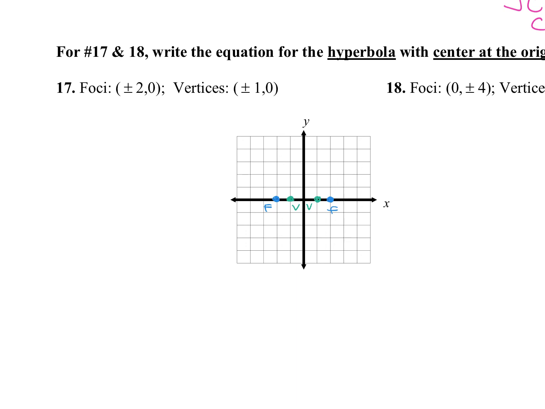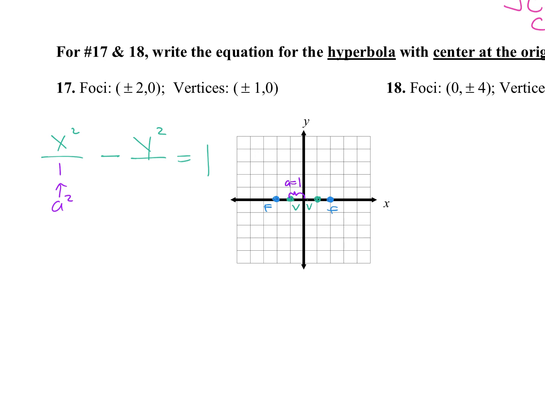So is this going to be an x squared first or a y squared first? X squared, because your x's is where your vertices are. So it's going to be a center of 0, 0. So it's just x squared over something minus y squared over something equals 1. What's your a value? Center to vertices, right, is the length of 1. So your a is 1. So a squared goes here. That means 1 squared, or just 1.